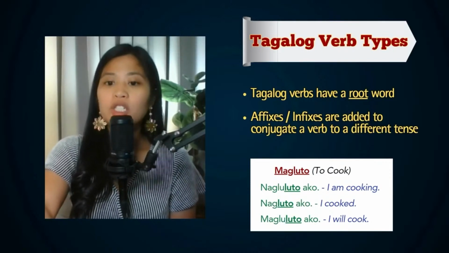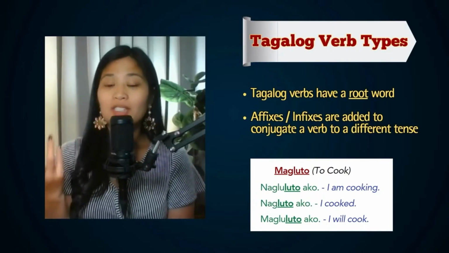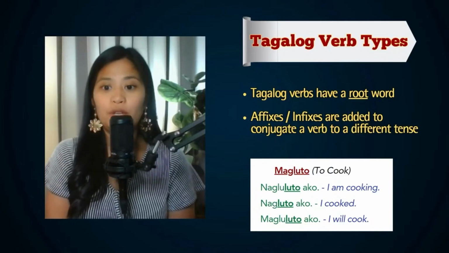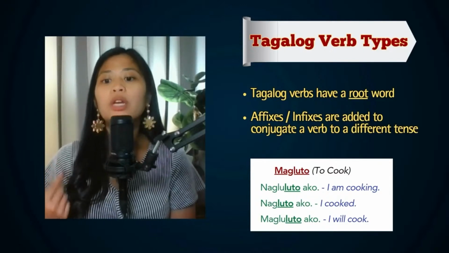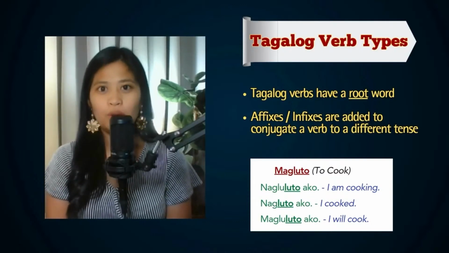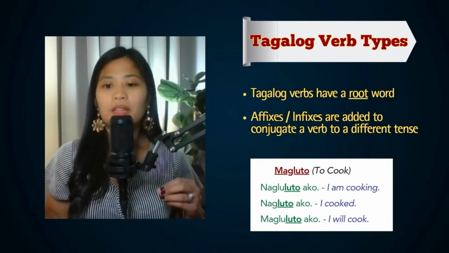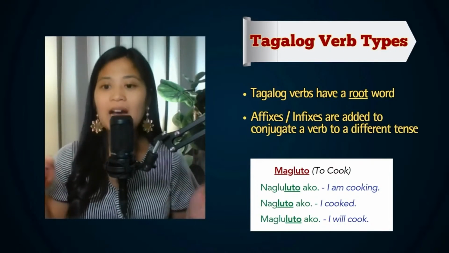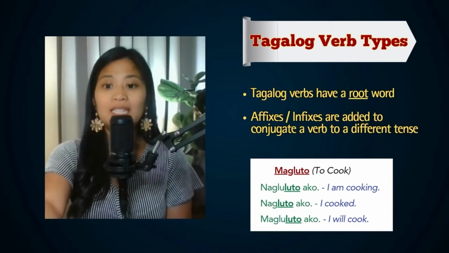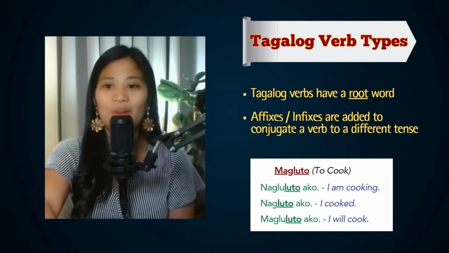And what I want you to get from this slide is that if you can pick out the root word in a conversation, then that will really help with the translation of Tagalog for you. So if I heard someone say, oh, nagluto ako kahapon, then I would say to myself, okay, I know luto means to cook. Now I have to use context clues to figure out, are they talking about something that happened yesterday, or are they cooking right now, or are they going to cook tomorrow? So if you can pick out root words when you're listening to Tagalog, that will really help with the translation and understanding of the language.